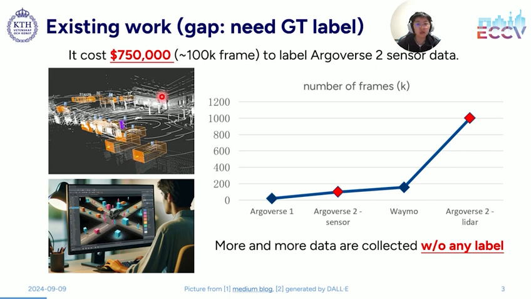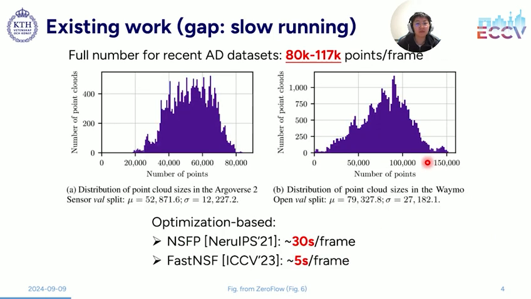Most existing work focuses on supervised learning, which needs ground truth to train the network. According to Argoverse 2's report, it costs around $1 million to label their sensor set, where 10 times larger data are unlabeled due to expensive human annotation. Moreover, more and more data are collected, and we cannot label all of them in the world.